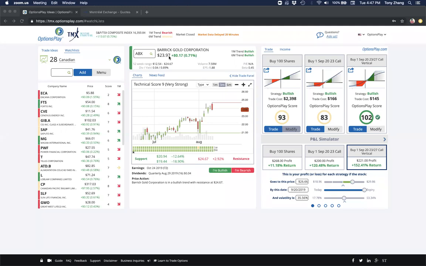So to control 100 shares of this stock would cost you roughly $2,400. To buy that call option to control the same 100 shares only costs you $166. But as you can see here on the vertical spread, instead of just buying a September $23 call, which costs you $166, I can sell that $27 strike call against it and bring in roughly $20. And that $20 saves me, going from spending $166 to $145. So as you can see, as you move from left to right, you are going to risk less and less money.